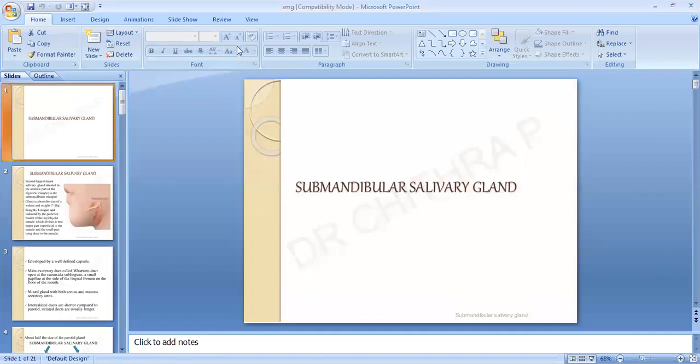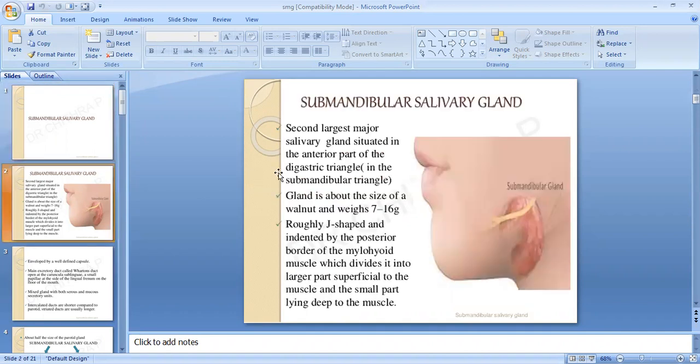Bismillahirrahmanirrahim. So today we will discuss the submandibular salivary gland. The submandibular salivary gland is one of the salivary glands that is present in the submandibular triangle, also known as the digastric triangle. You can see this is the submandibular salivary gland.